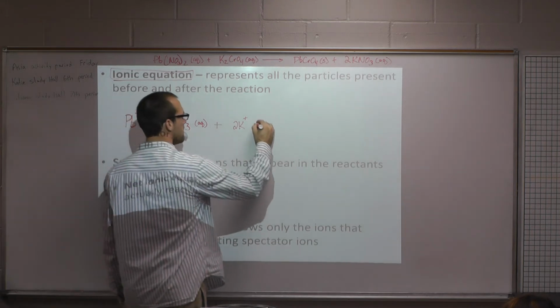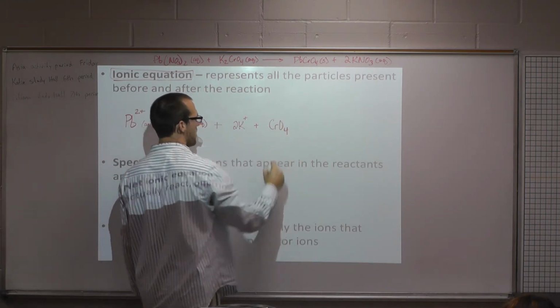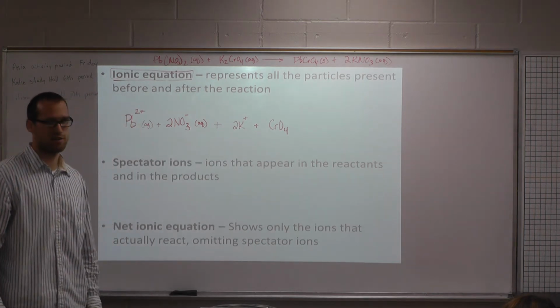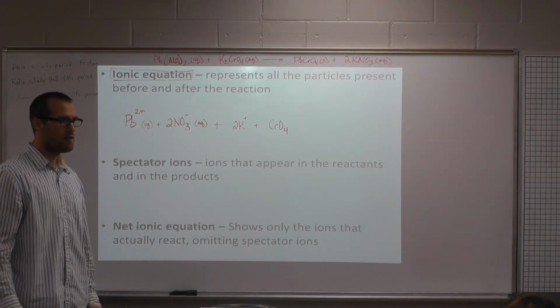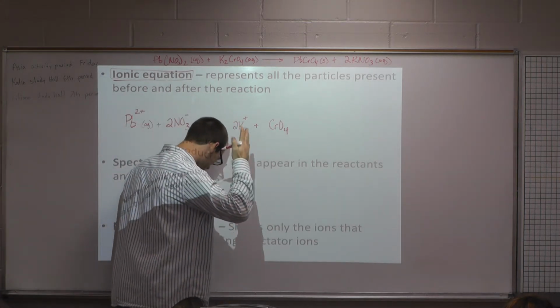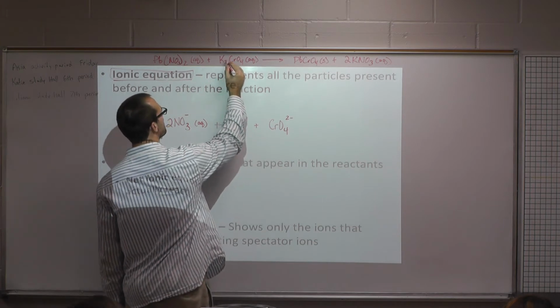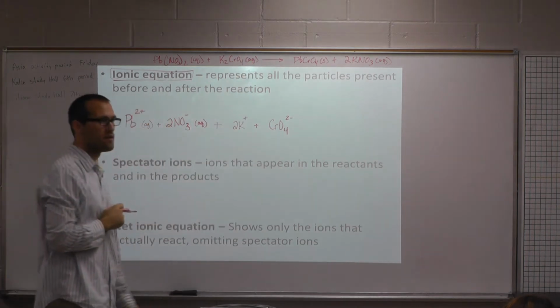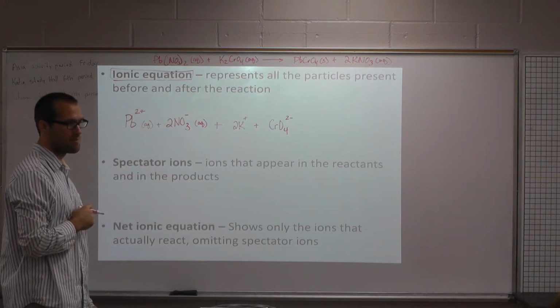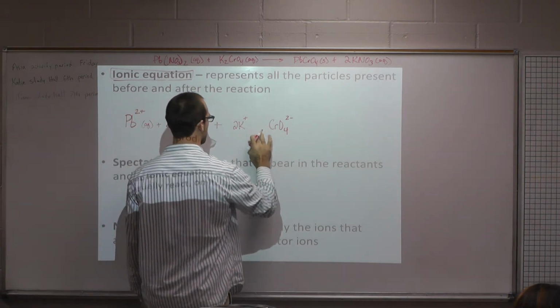Okay? And I just stated that we have 1 chromate, so I do not have to put a coefficient. And what is the charge? Negative 2. Again, uncrisscross the charge, or, in this case, have the polyatomic ion memorized. I should probably put aqueous in here.